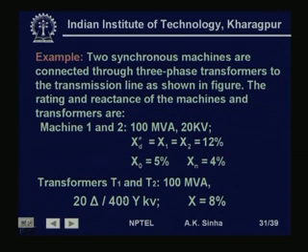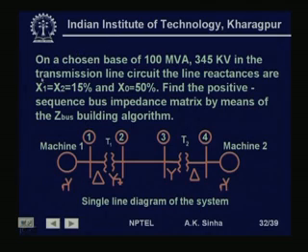The transformers T1 and T2 are 100 MVA transformers, that is the base we will choose as 100 MVA only. The transformers are 20 kV delta to 400 kV star, and the reactance is 8%. On the chosen base of 100 MVA, 345 kV in the transmission line circuit, the line reactances are X1 equal to X2 equal to 15% and X0 is 50%. Find the positive sequence bus impedance matrix by means of the Z bus building algorithm.